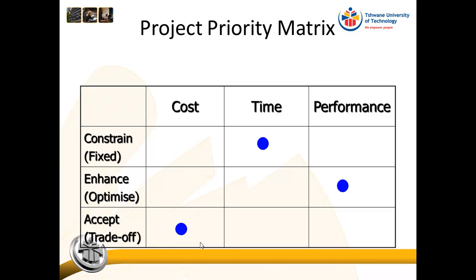Okay, so I hope this makes sense, and I want you as an individual to start thinking about your project priority matrix for your project, which is going to be the, sorry, I've now lost my train of thought, which is going to be the career day in Soweto. So I want you to think about what is going to be fixed, what are you going to optimize, and what are you going to accept in terms of this career day. And we will talk about this in our next class.